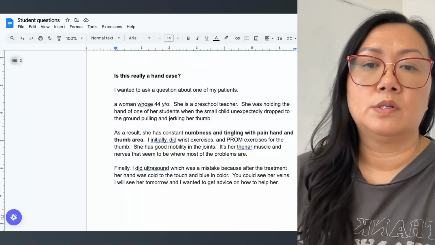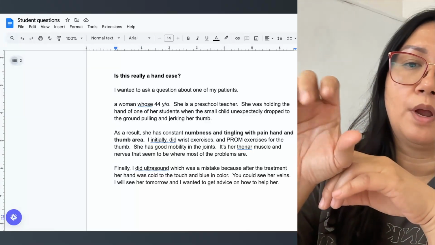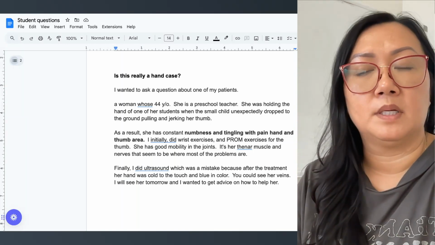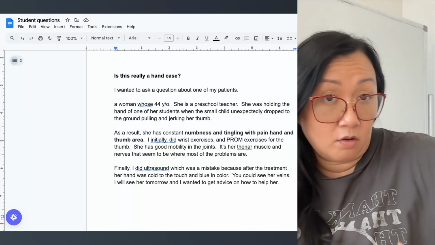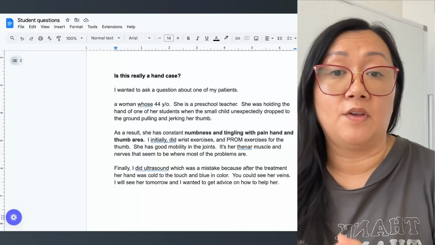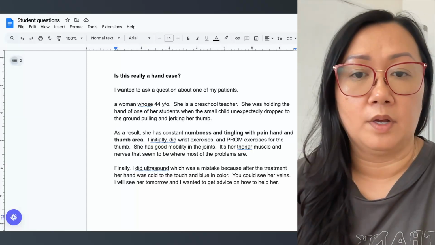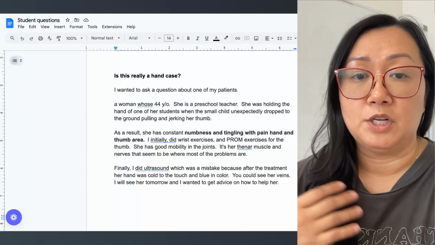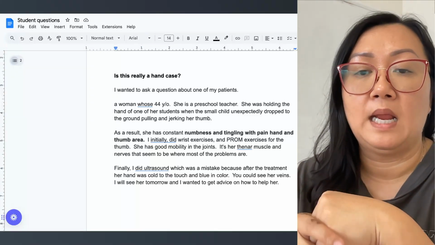So my student goes, I wanted to ask a question about my patient. She's 44 years old, preschool teacher, and she's having hand, thumb pain and numbness because a student that she was holding on to just fell all of a sudden to the floor. And ever since then, she started having numbness and tingling in her hand and arm area. So everything looks good in terms of range of motion. She has a lot of mobility, but she continues to have nerve types of pain.